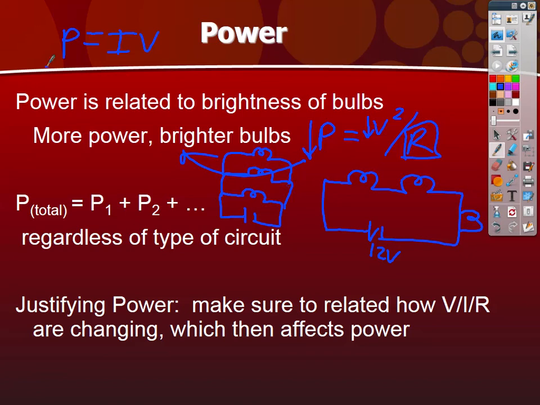My concern is, again, some people will go to P equals IV. And they'll go, well, why can't I just say the same thing? If in series, I decrease the voltage, so the power decreases. The thing is, if you add a light bulb, does the current stay the same? And the answer to that is no. The current changes, which means you need to explain what happens to the current and how that might affect the power. And so that's where you've got to be very, very careful.